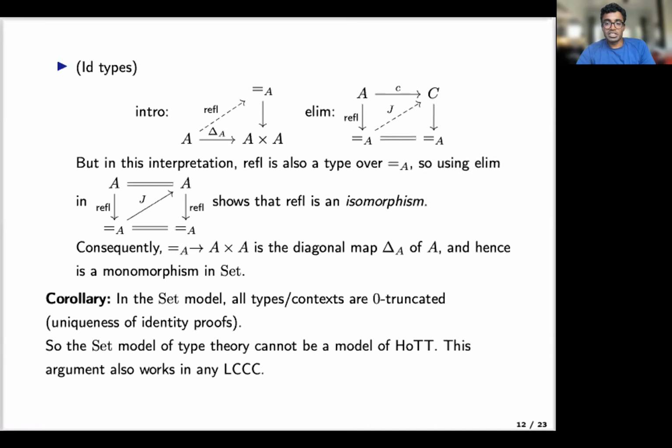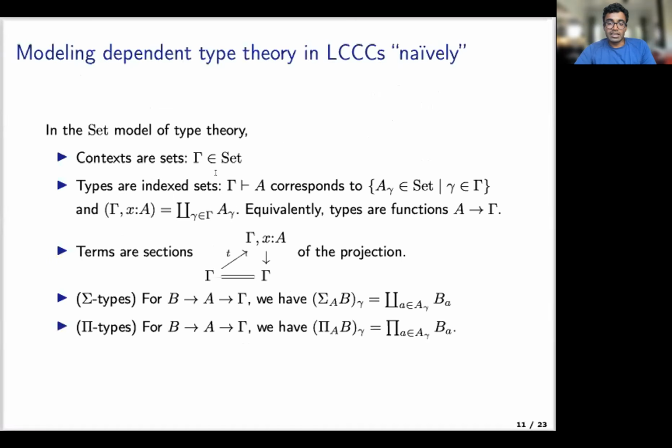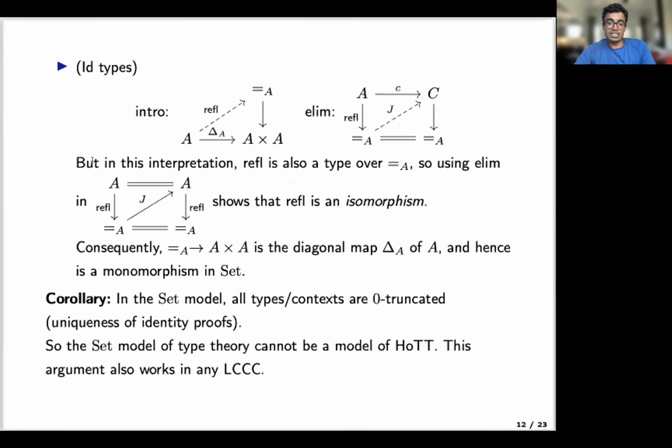However, we've just seen that we can interpret a type in context as any function. And therefore, the function that interprets the reflexivity term is itself a type in context. Applying this rule to the type in context C over the identity type, reflexivity just says that reflexivity is an isomorphism, and therefore that the identity type is exactly the diagonal of A. And so it's a monomorphism in sets.